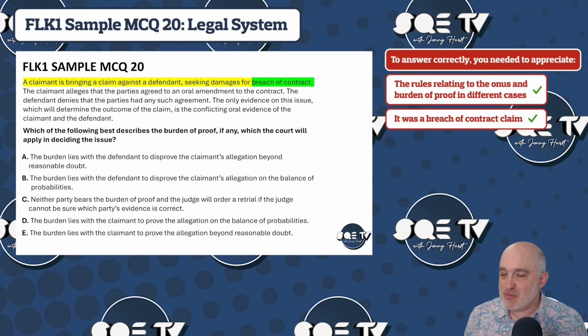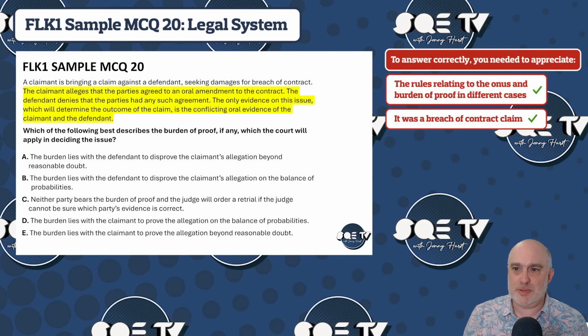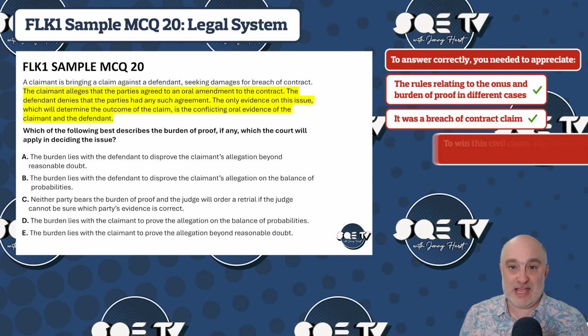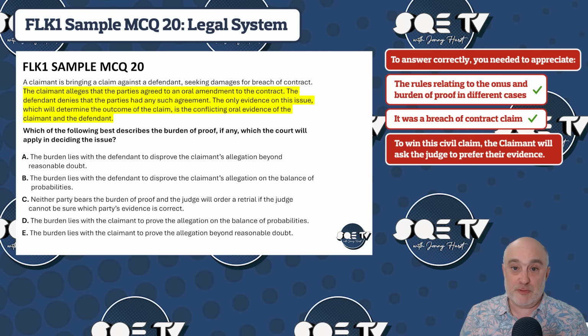In other words, it wasn't a criminal claim, it was a civil claim. The claimant alleges that the parties agreed to an oral amendment to the contract, and the defendant denies that the parties had such an agreement. The only evidence on this issue which will determine the outcome of the claim is the conflicting oral evidence of the claimant and the defendant. So clearly for the claimant to win this case, they're going to want the judge to prefer their evidence.